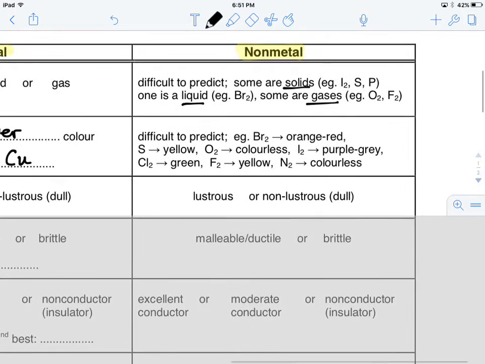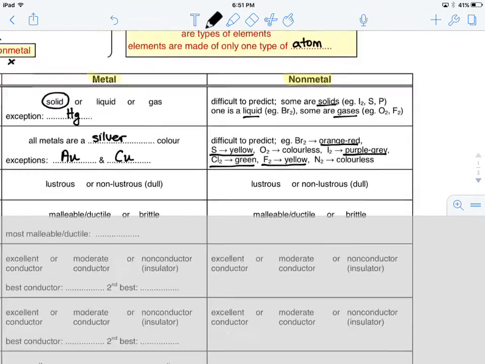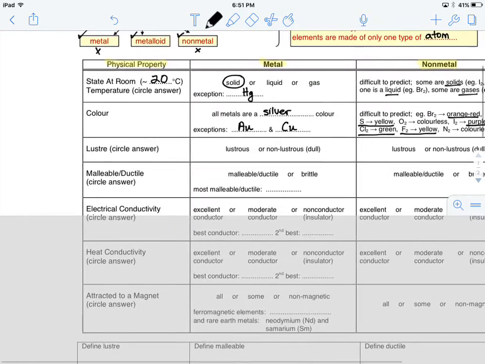Again, with the nonmetals, their colors are difficult to predict. Bromine is kind of an orange-red color. Sulfur is yellow. Oxygen is colorless. Nitrogen is colorless. Iodine is a purple-gray. Chlorine gas is green. And fluorine is kind of a yellow. So again, the colors of the nonmetals are difficult to predict.